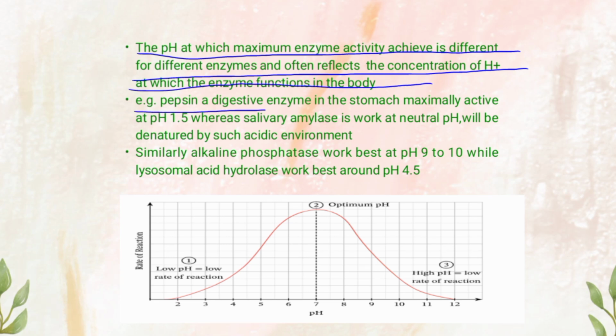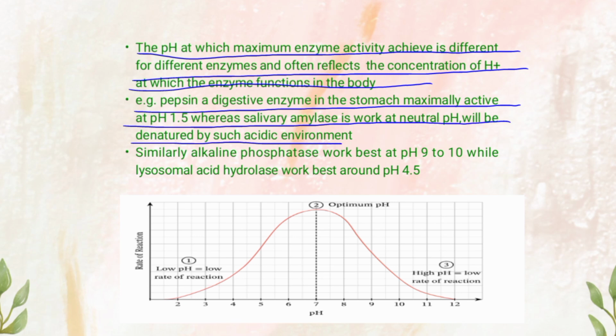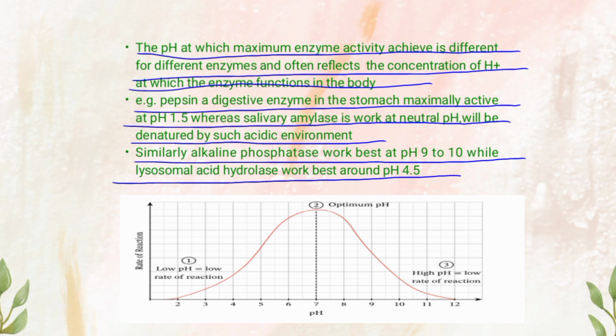For example, pepsin, a digestive enzyme in the stomach, is maximally active at pH 1.5, whereas salivary amylase, which works at neutral pH, will be denatured by such an acidic environment. Similarly, alkaline phosphatase works best at pH 9 to 10, while lysosomal acid hydrolase works best around pH 4.5.